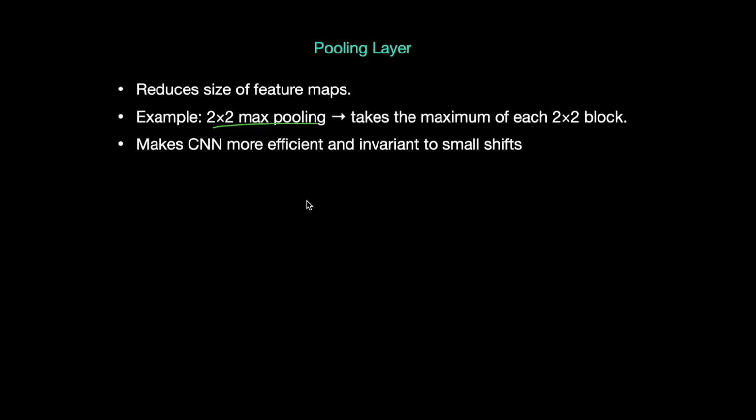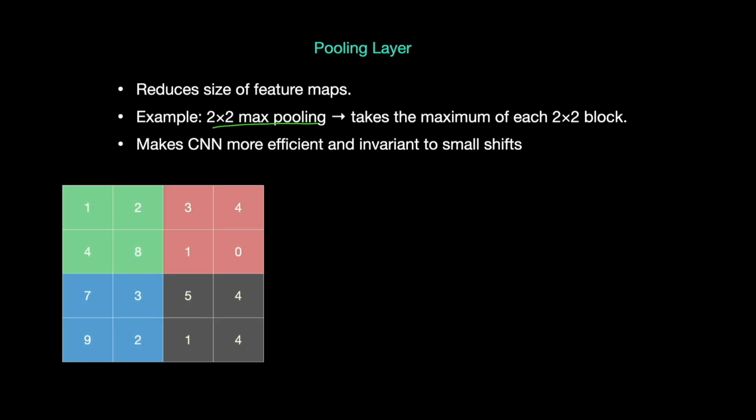So we take a 2 cross 2 window and move it across the feature map. So imagine this is our feature map. Okay, so this is our 2 cross 2 window, right? These ones. Okay, so for each window, we select the single largest number and drop the rest. By doing this across the whole feature map, we shrink its size by about half in each dimension.